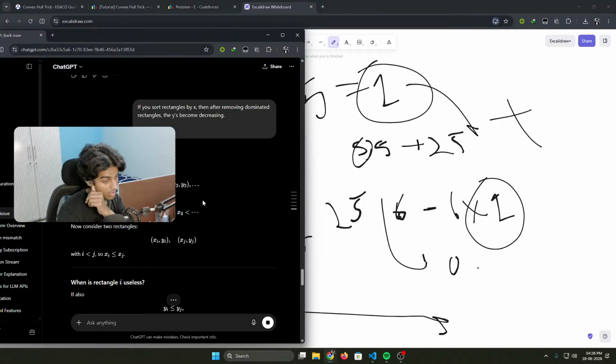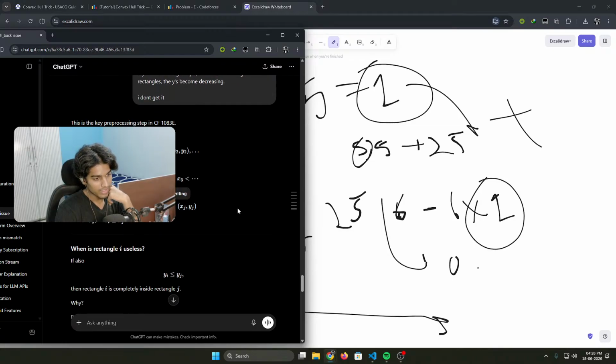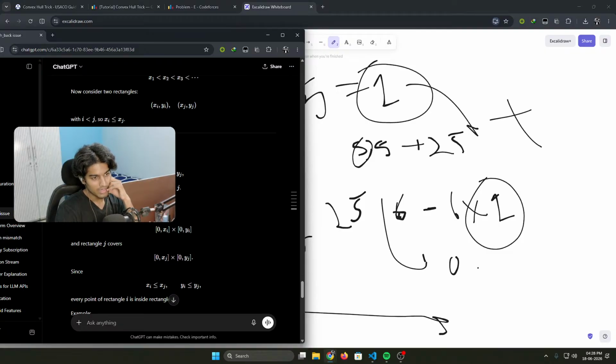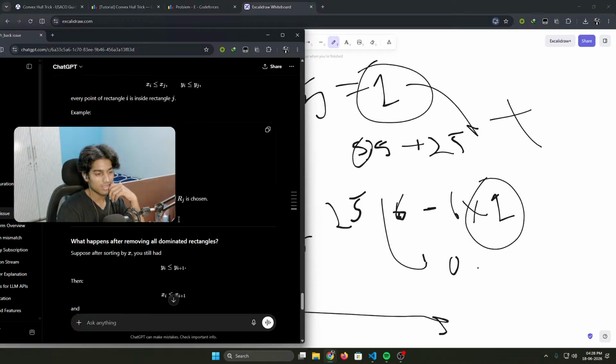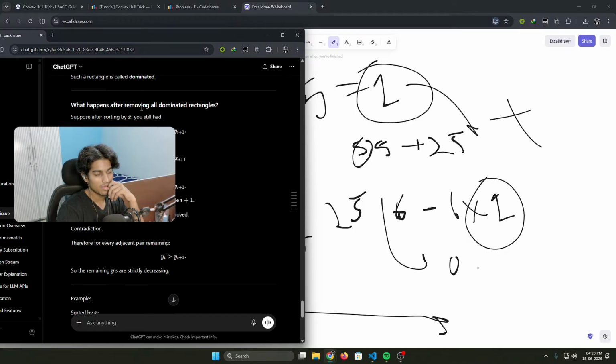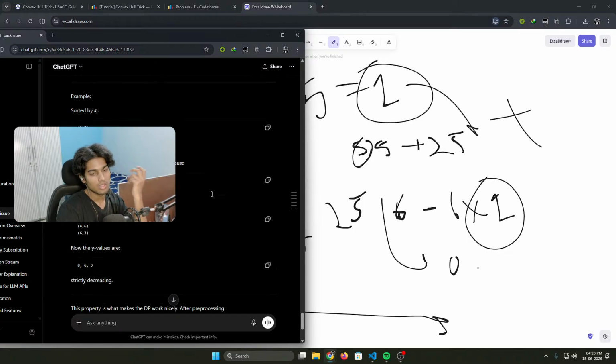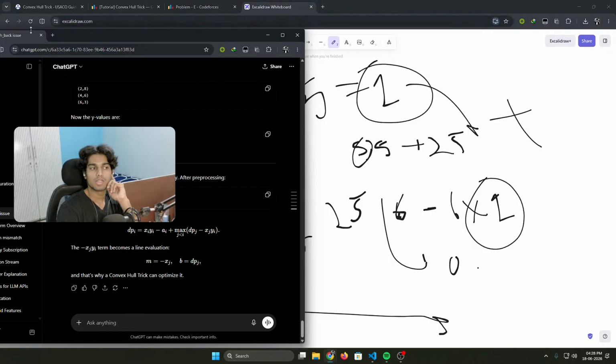Suppose we sort by X. Okay, consider two rectangles. So J is greater, X of J is also greater. When is rectangle I useless? When it is smaller, like both. Yep, that makes sense. That also makes sense, but how does it?